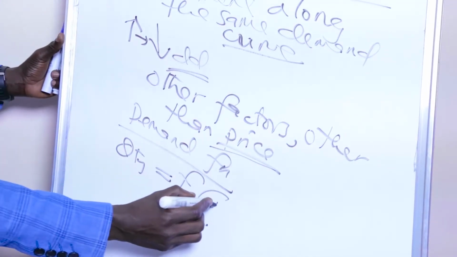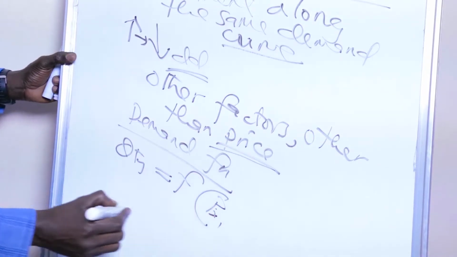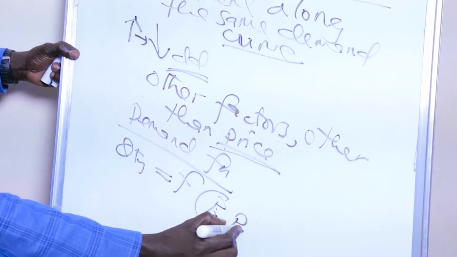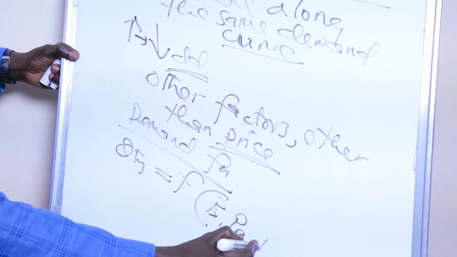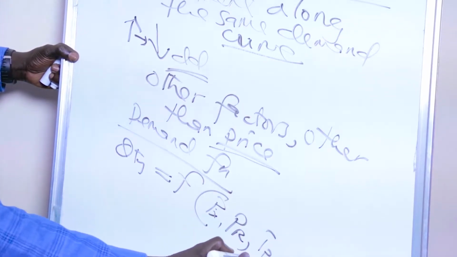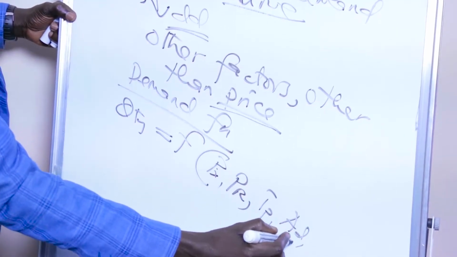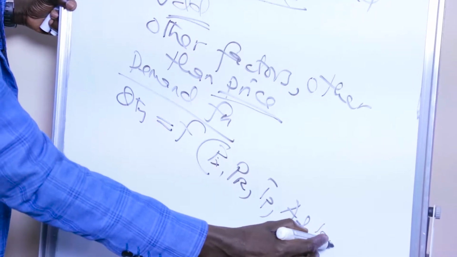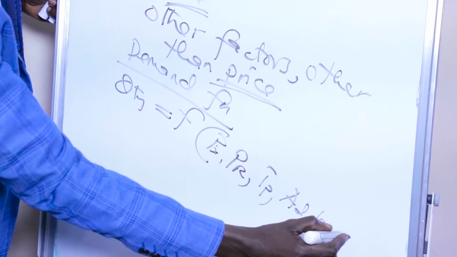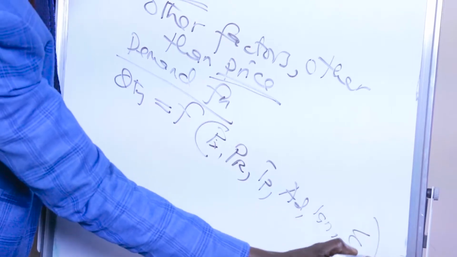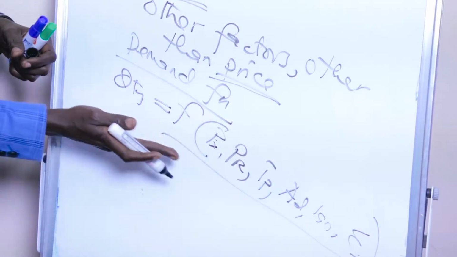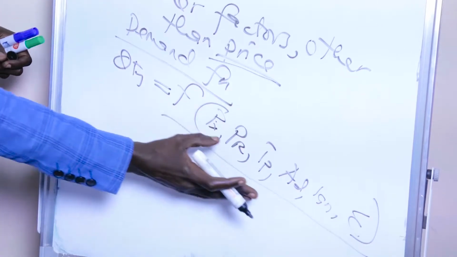For example, the price of the commodity, Px, the price of the related commodity, the taste and preference, Tp, advertisement, ignorance of the consumer, and so forth. And we can have other factors represented by Etc. So this is just the function of many factors.